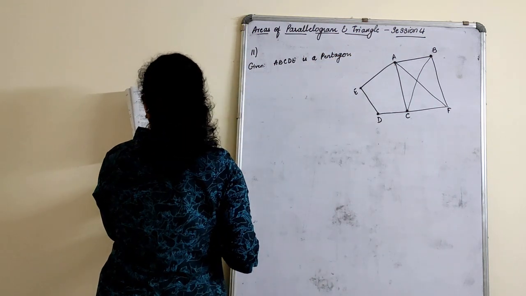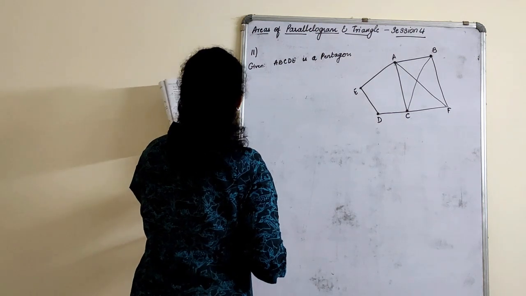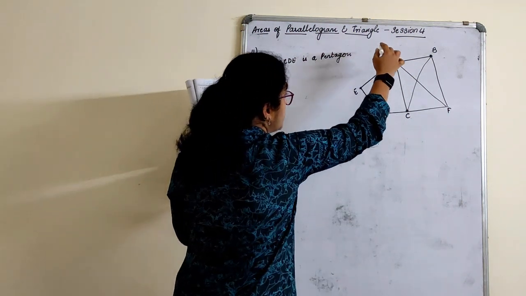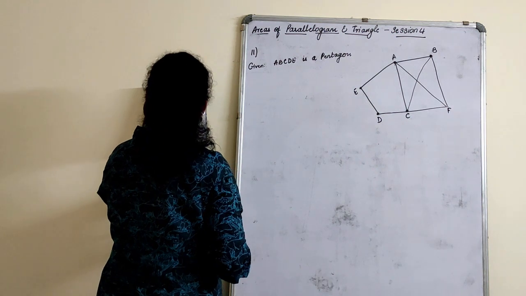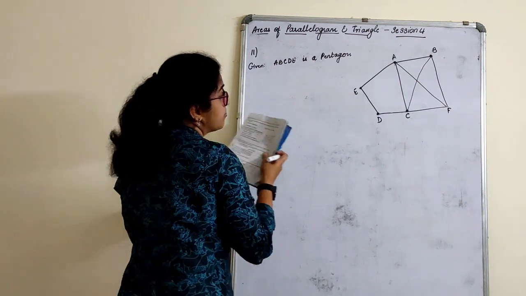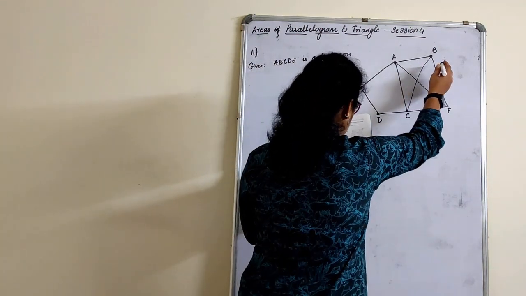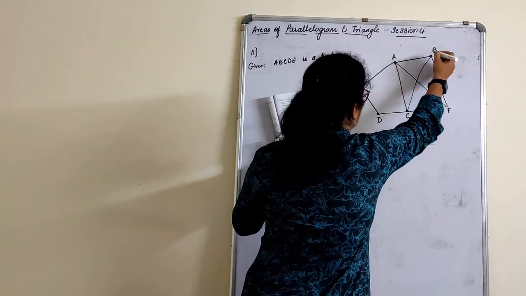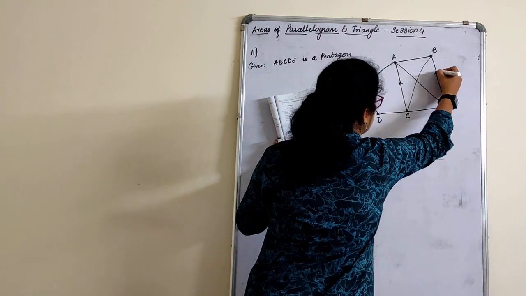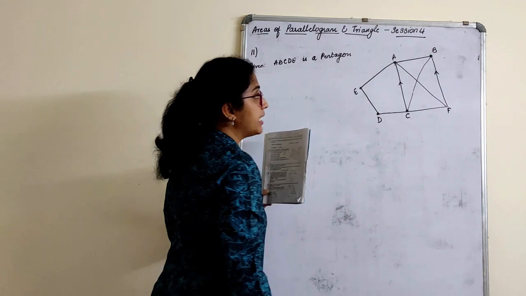So, a line through B parallel to AC. That means a line which is drawn through B, which is parallel to AC, meets DC produced at F. So where is B? This line is parallel to AC. A line through B parallel to AC meets DC produced at F.